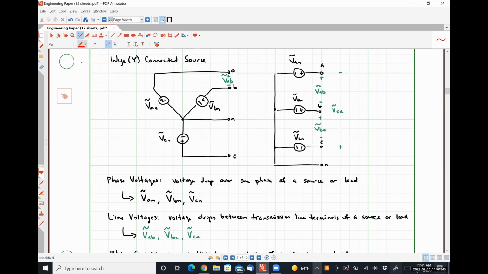So that means I would have a phase current like so, IAN, a phase current like so, IBN, and a phase current like so, ICN. And I'm going to draw them here as well. It should be B.